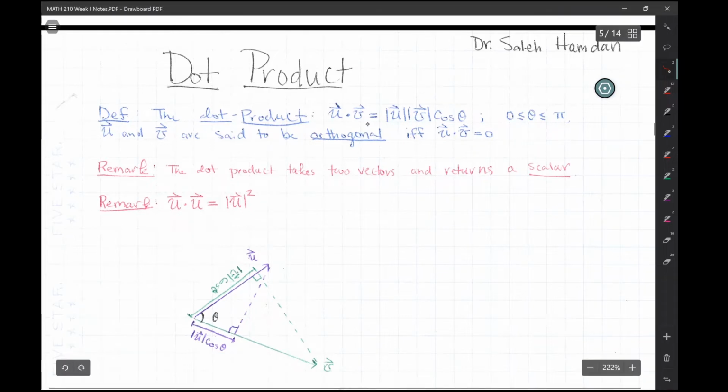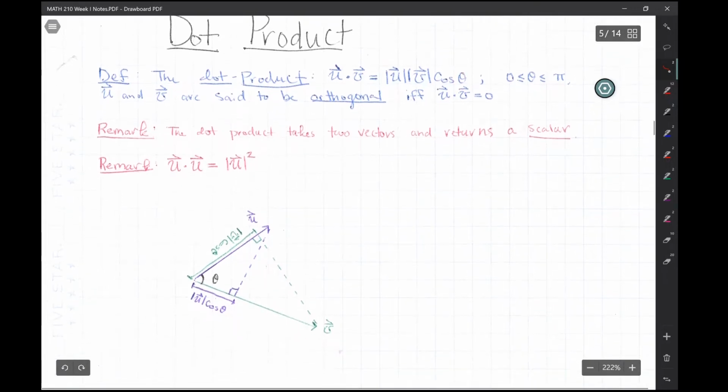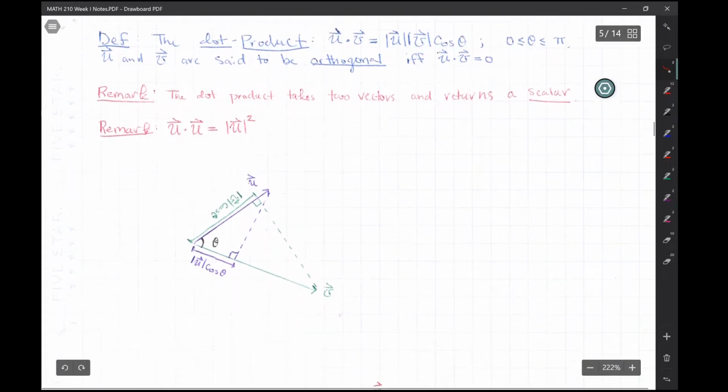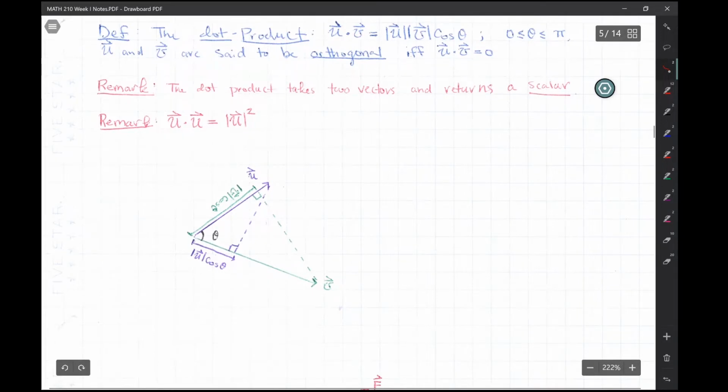Now, if any of these vectors u and v were 0, then the dot product between them is just 0. Of course, that would be a little bit of a problem with that theta because you don't have an angle between the 0 vector and another vector, but we just define it as 0 if u or v was the 0 vector.